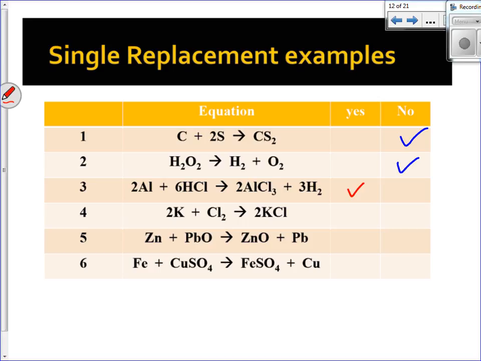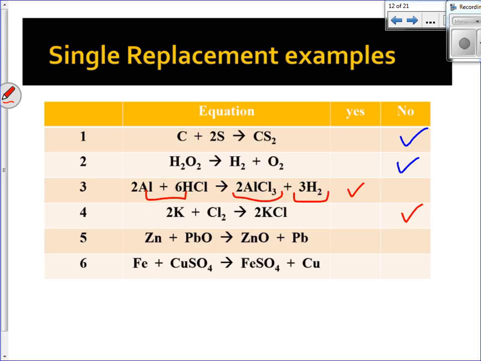Yes is correct. Let's look. Is it a cation or an anion switch? Who's switching with who here? Aluminum switches with hydrogen, right? Because aluminum is now in the compound. Hydrogen is now by itself in the element. So this one would be single replacement. It would be a cation switch. Everybody see that?